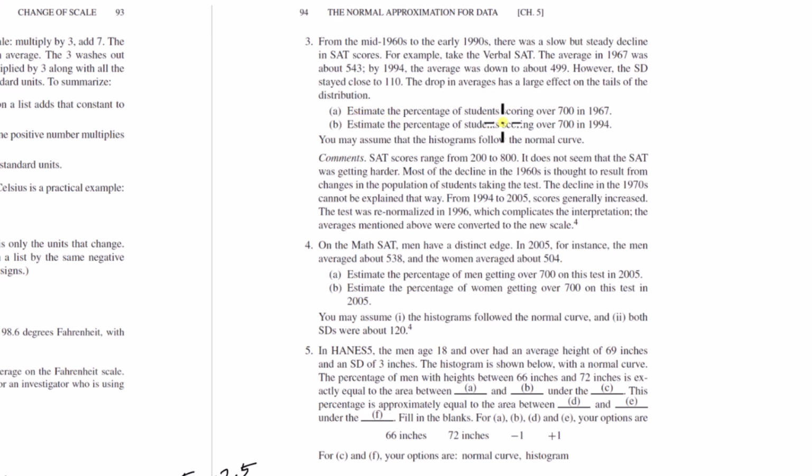Estimate the percentage of students scoring over 700 in 1967. Estimate the percentage of students scoring over 700 in 1994. You may assume that the histograms follow the normal curve.